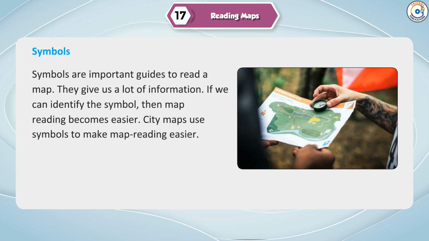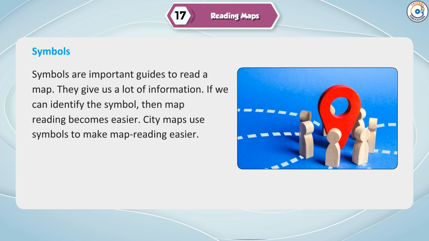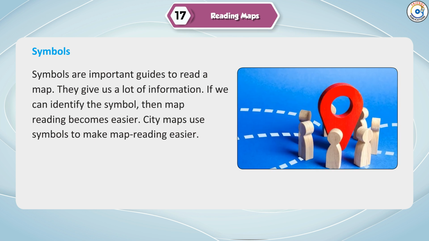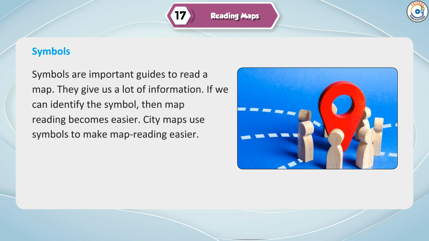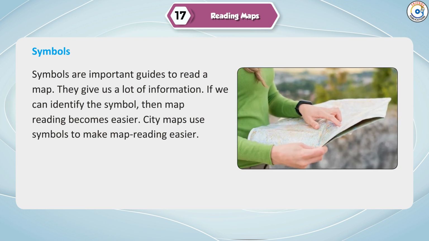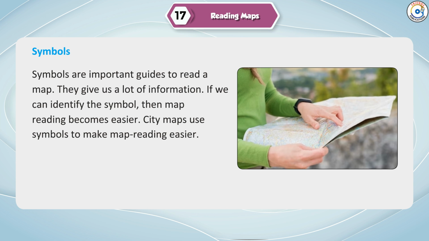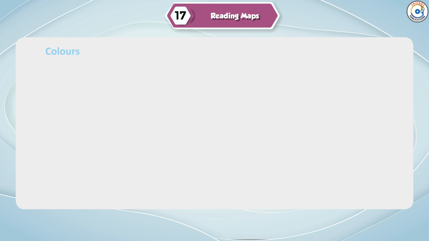Symbols. Symbols are important guides to read a map. They give us a lot of information. If we can identify the symbol, then map reading becomes easier. City maps use symbols to make map reading easier.